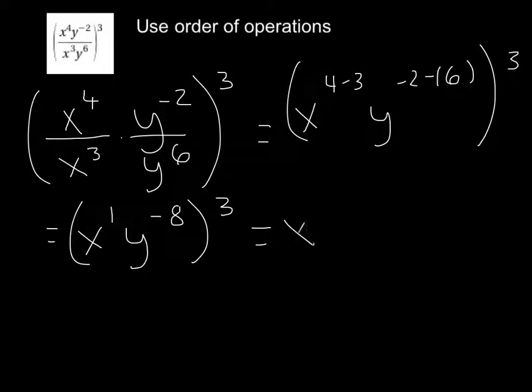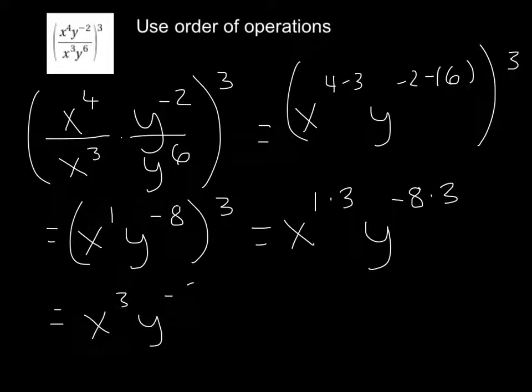So we get x to the first times 3 and y to the negative 8 times 3. Remember, each term gets the exponent. X to the first gets the exponent, y to the negative 8th gets the exponent. So we're multiplying 1 times 3 and negative 8 times 3. Now, evaluating what that is, we get x to the third, y to the negative 24th power.